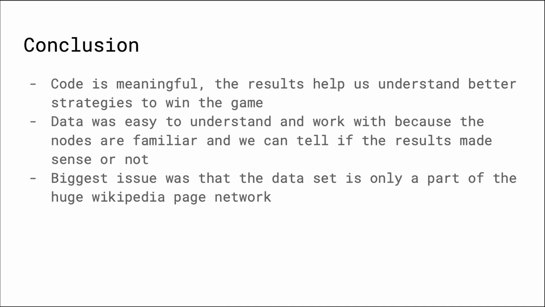And then the biggest issue we had was that the original dataset is very limited, and it's not actually the full Wikipedia network. So the whole project that we did is only on a smaller subset of the whole Wikipedia data. So if in the future there's access to the whole Wikipedia dataset, we'd be able to run our code on it, and that would help us get even better at the game Wikispeedia, because it encompasses a bigger part of the whole network.